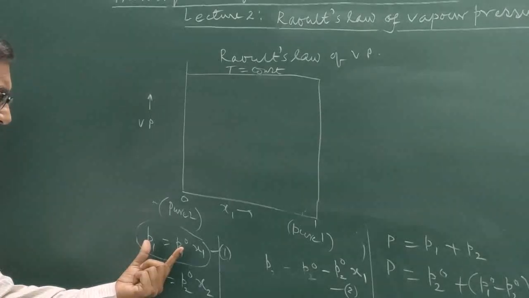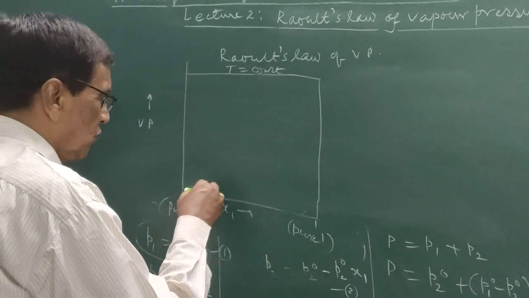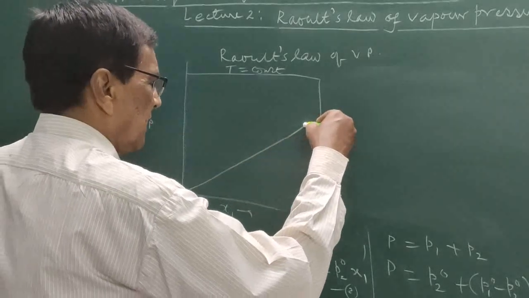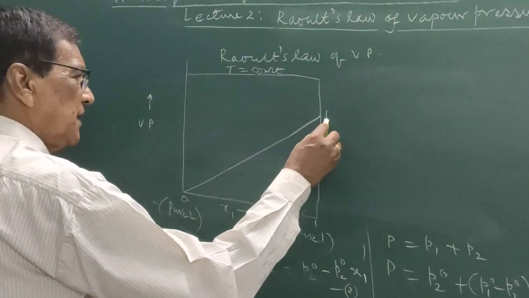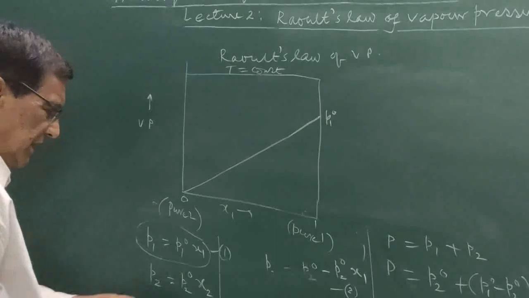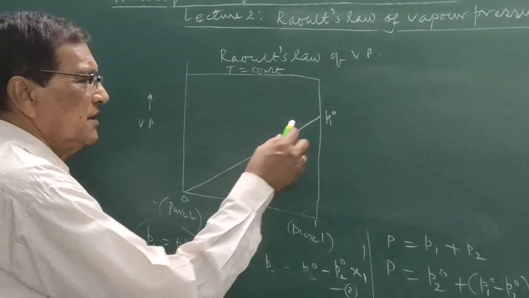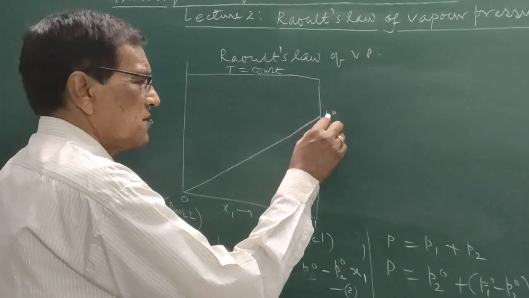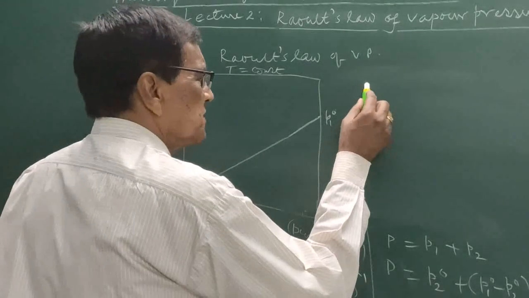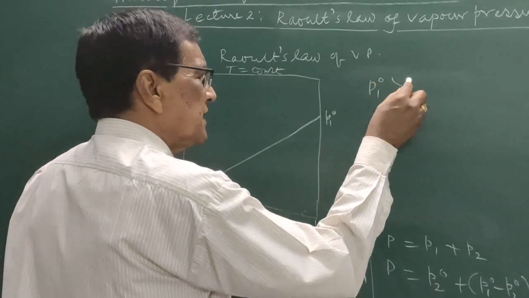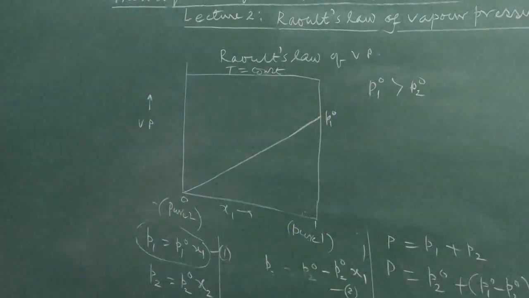So this equation will be y equal to mx. It will start from the origin and give you a linear relationship, and here it is P1 naught. When X1 equal to 1, P1 equal to P1 naught. P1 naught is the vapor pressure of the first component in the pure state. And let us consider that P1 naught is greater than P2 naught, which means the first component is more volatile than the second component.